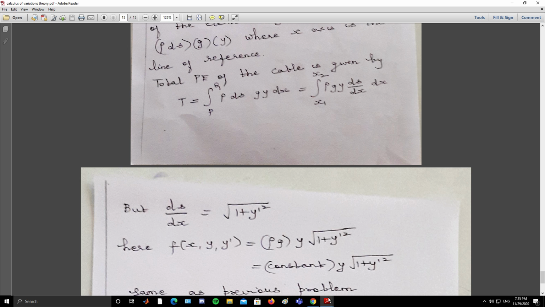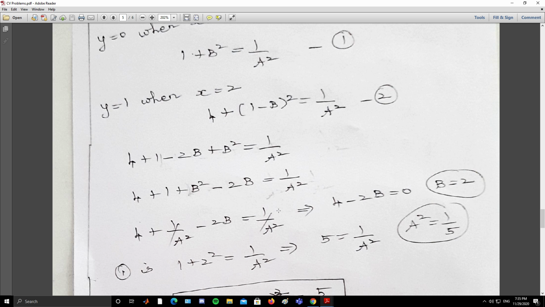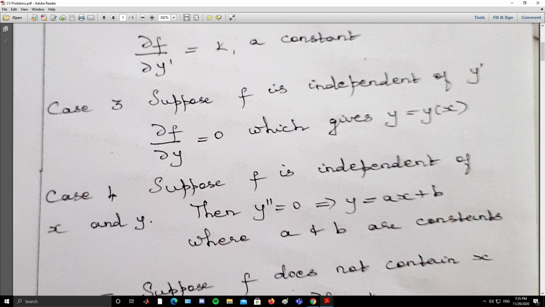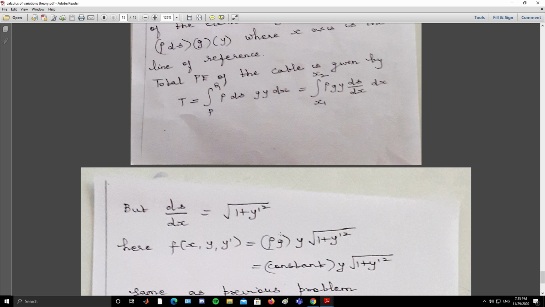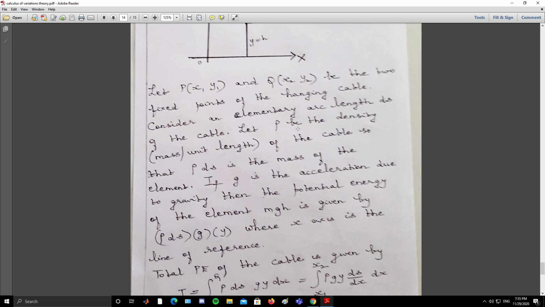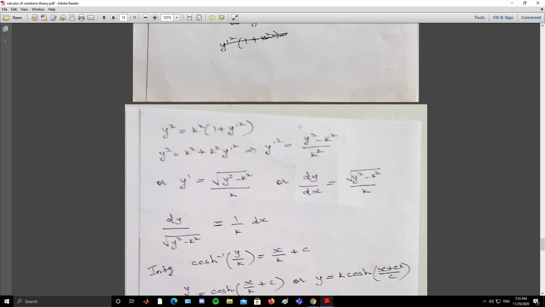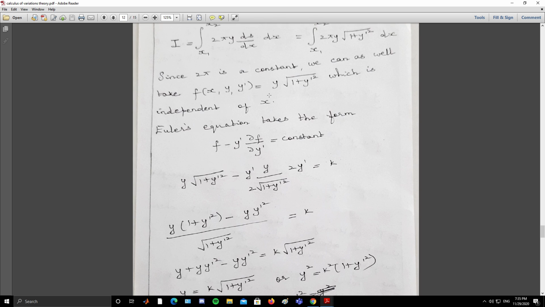So what is the case here? It is f minus y dash dou f by dou y dash equals k. This is what we did for the previous problem. From this step onwards it is the same. That is, Euler's equation takes the form f minus y dash dou f by dou y dash equals k.